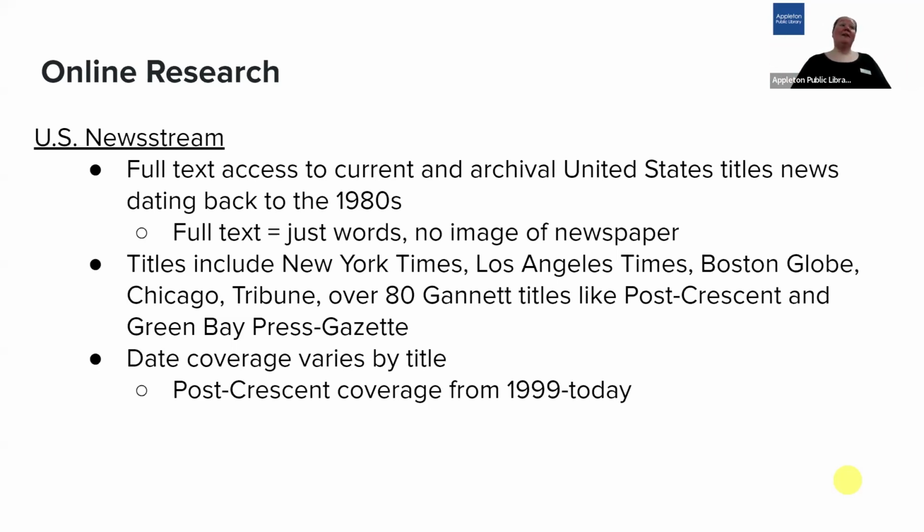They've got some Gannett titles, which are a big conglomerate of newspapers. They own the Post Crescent and the Green Bay Press Gazette. So you can get from 1999 to today of the Post Crescent on here. Unfortunately, it doesn't go any further back for that specific newspaper, but some of the other newspapers you might get back to the 1980s. And again, the date coverage is going to vary by title.